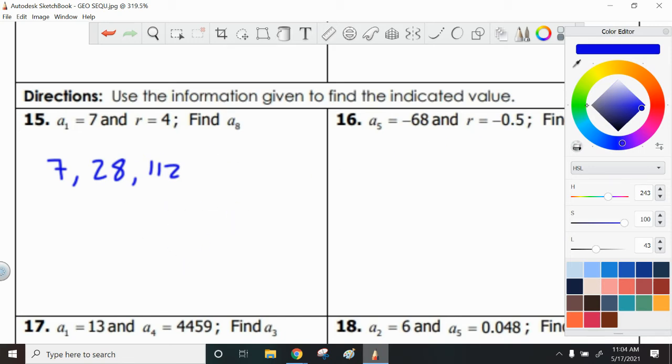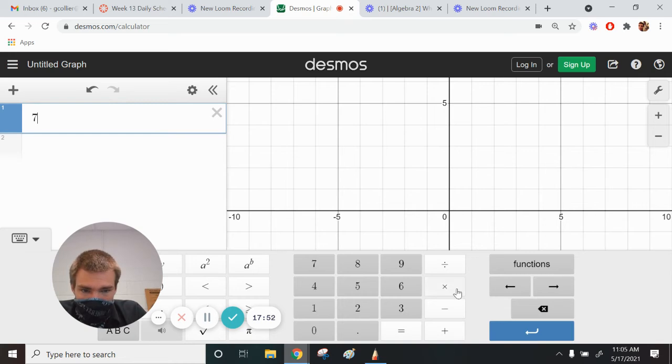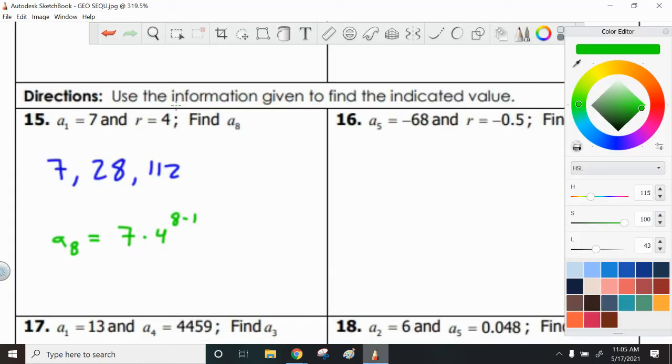But I could also use my formula. A to the power of 8 should be first term times ratio to the power of 8 minus 1. That would be 7 times 4 to the power of, parentheses, 8 minus 1. And I got 114688.